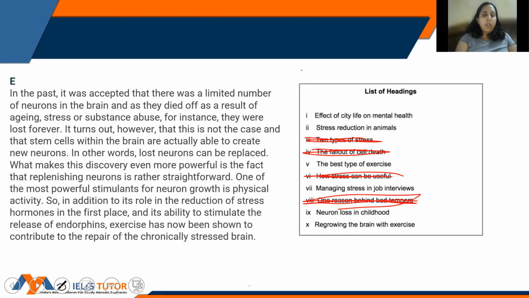Whenever you see the word "however," it means they will be contrasting whatever they have said earlier. So they are saying that it was expected that there was a limited number of neurons in the brain. And as they died off as a result of aging, stress, and substance abuse, for instance, they were gone, lost forever.